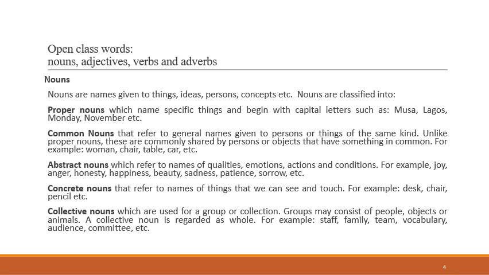As we have taken before, we have enumerated nouns, adjectives, verbs, and adverbs to be part of open word classes, which admit new membership. Now, to begin with nouns. We all know nouns are names given to concepts, ideas, persons, and so on. They are classified broadly into proper nouns, common nouns, abstract nouns, concrete nouns, and collective nouns. These are what we are going to take for now.